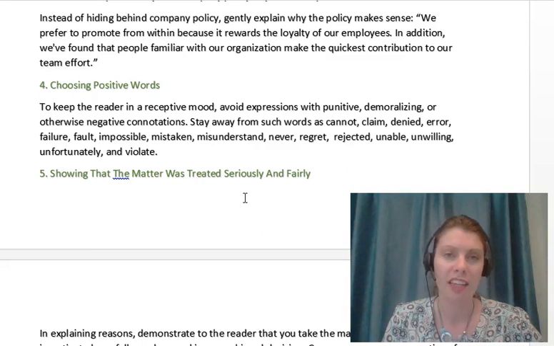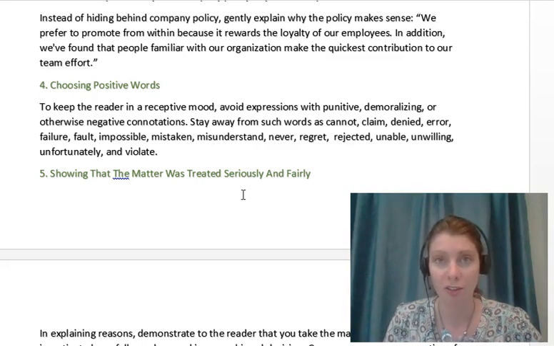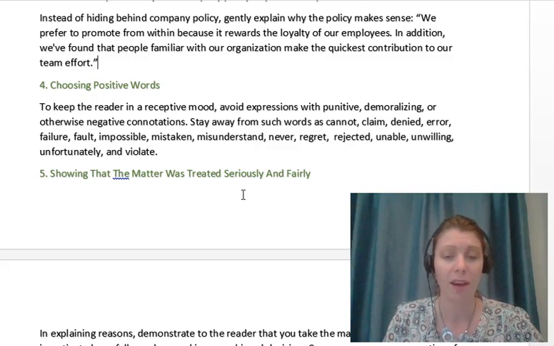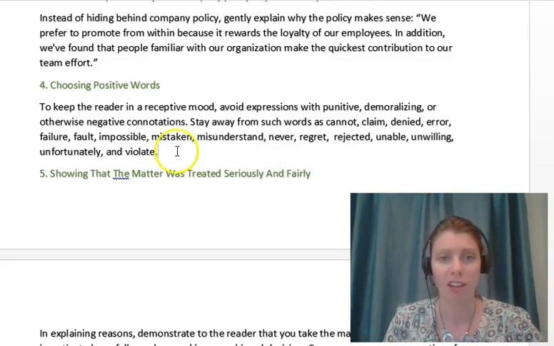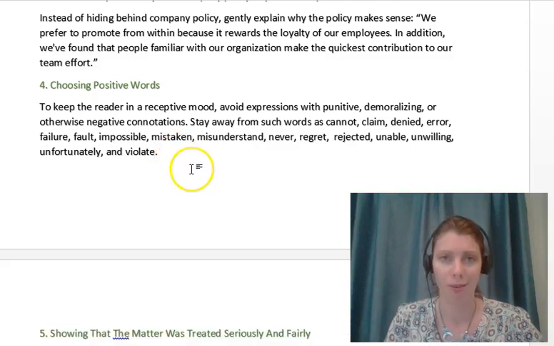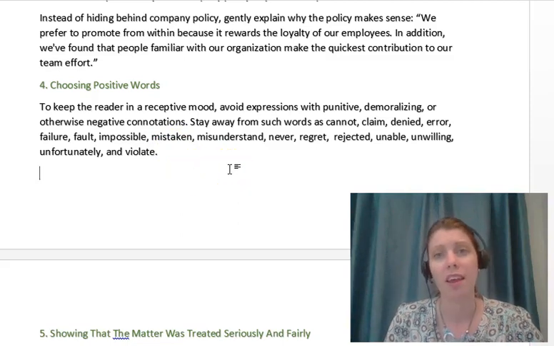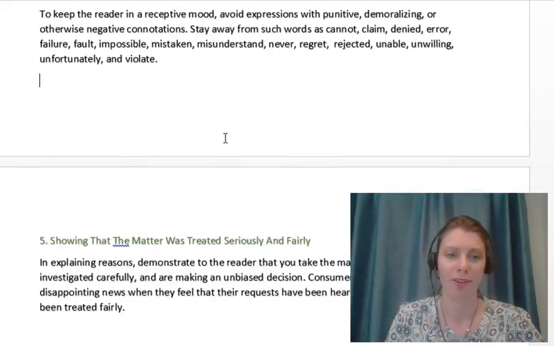Remember that the objective in the indirect pattern is to hold the reader's attention until you've had a chance to explain the reasons that will justify the bad news. So to keep them in this receptive mood, you need to avoid expressions with punitive, demoralizing, or otherwise negative connotations. Stay away from words that are negative, such as cannot, claim, denied, error, failure, fault, impossible, mistaken, misunderstood, never, regret, rejected, unable, unwilling, unfortunately, and violate. These are all words we don't want to hear. So try to stay in the positive realm using positive words.